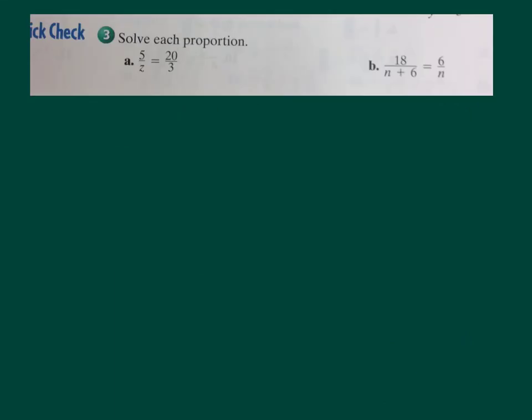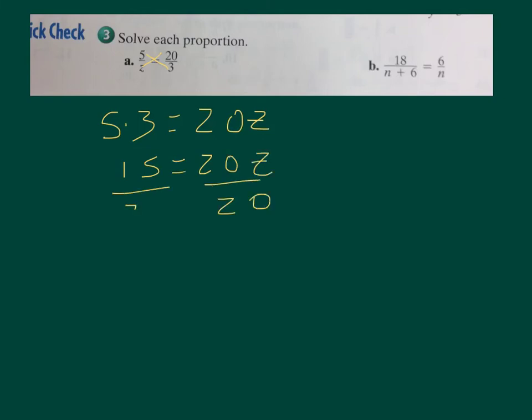Quick check number 3 asks you to solve both of these proportions. Please pause the video while you try to figure this out. Again, we are going to use cross products. 5 times 3 equaling 20 times z. So 15 equals 20z. Divide both sides by 20 and reduce. 3/4 equals z.